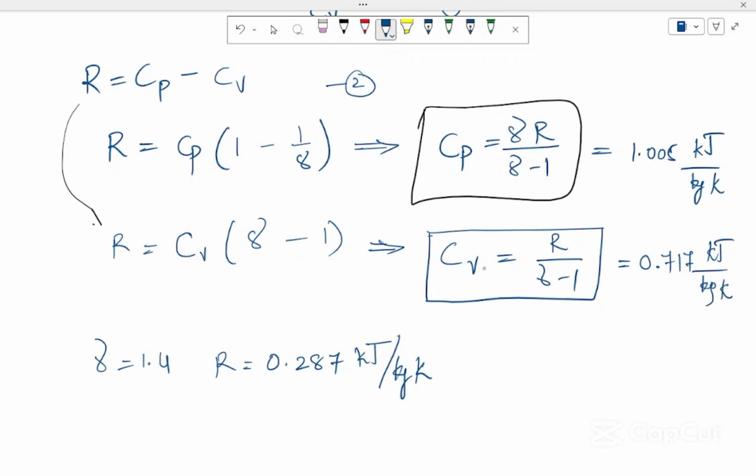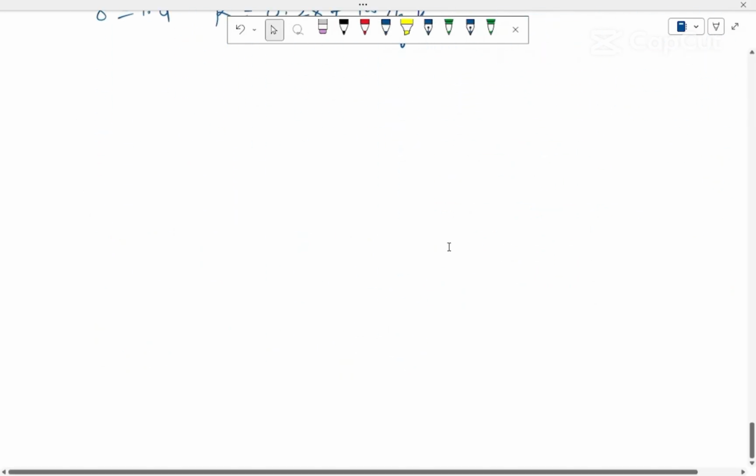Along with this relationship of specific heat with enthalpy and internal energy, one more concept is required to be learnt here. That concept is the concept of entropy change for ideal gas.